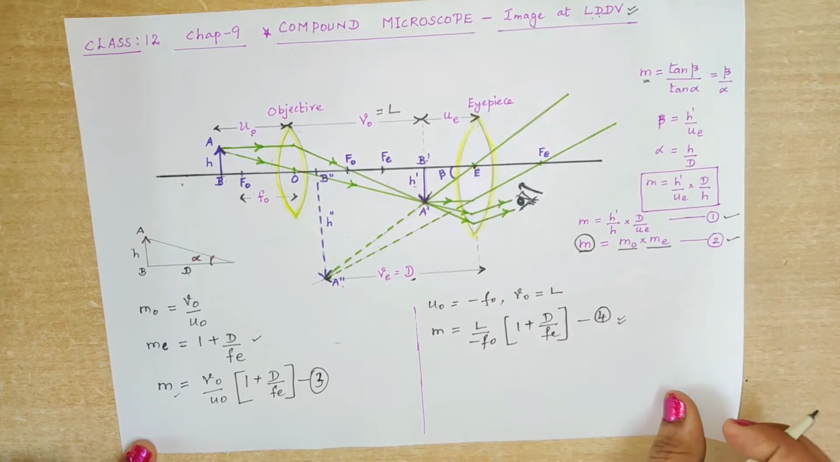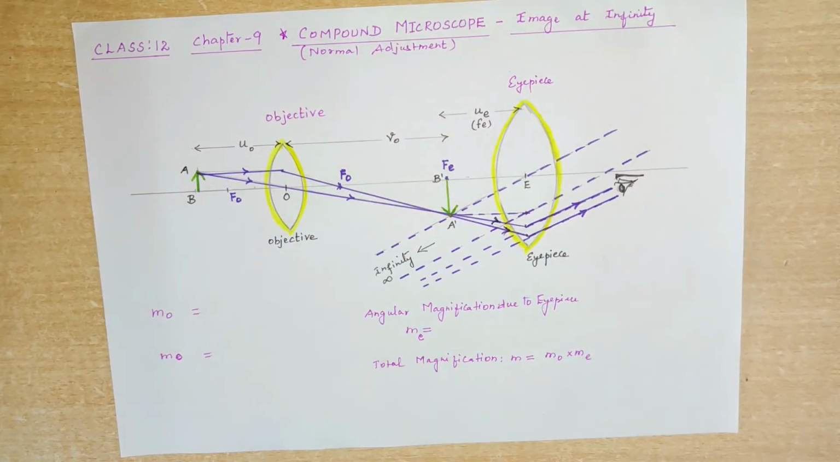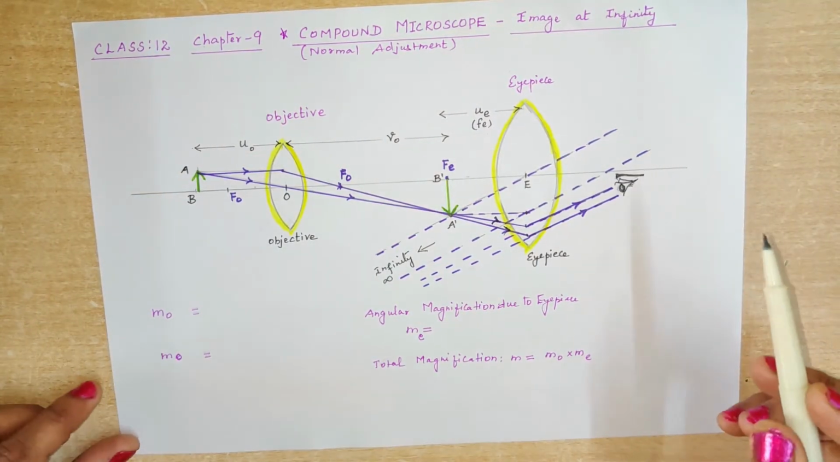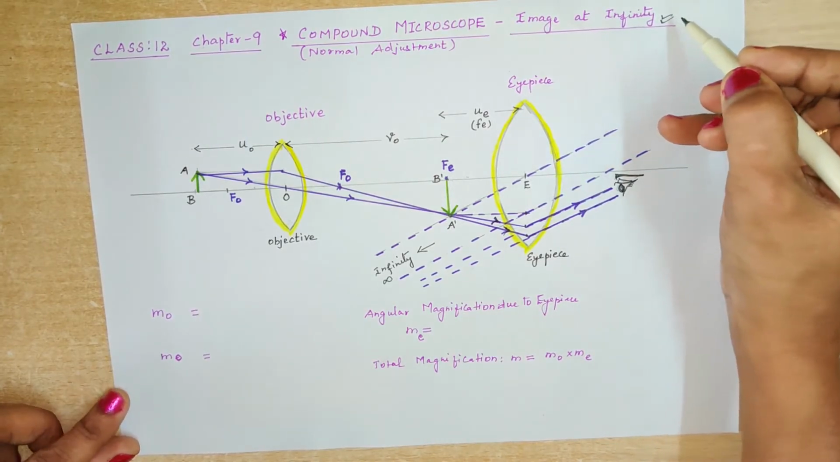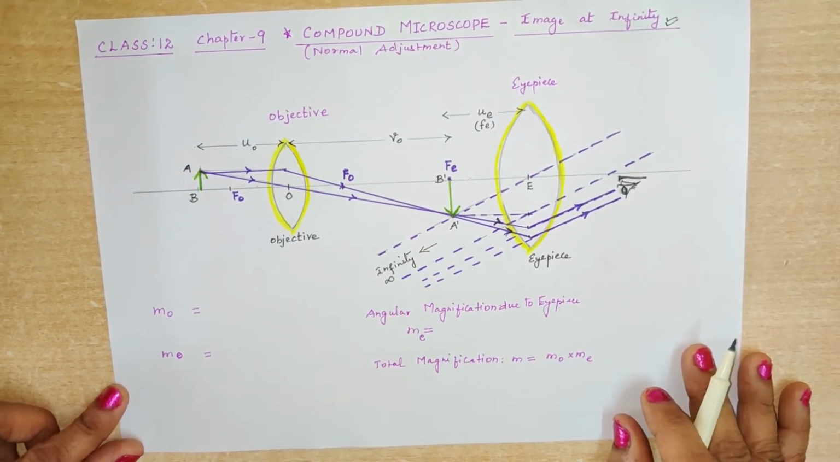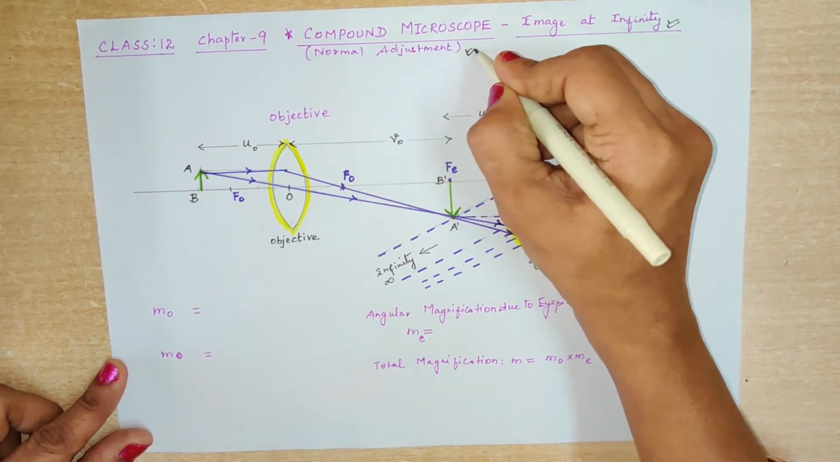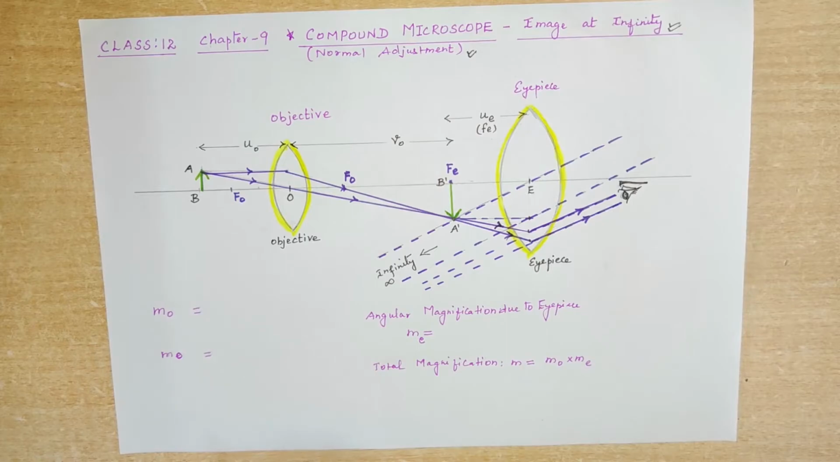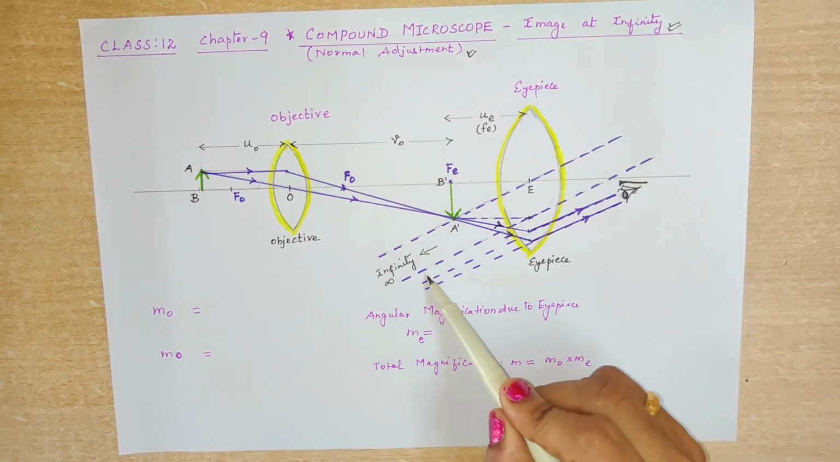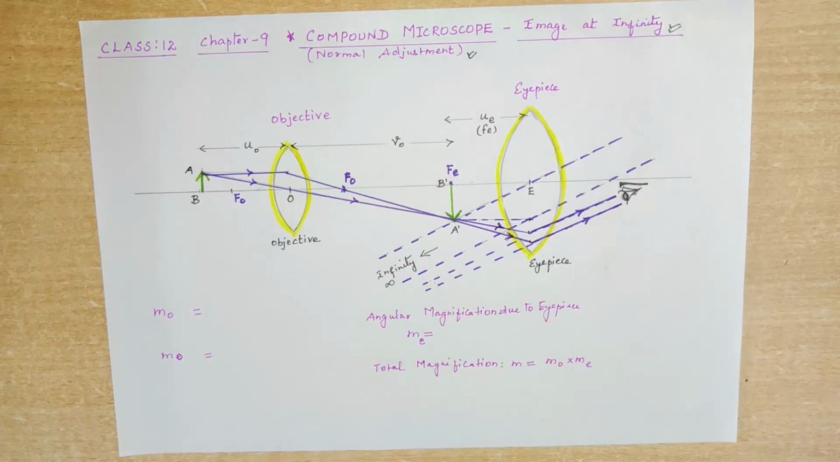This is the expression. Now, we can also discuss in a similar way when the image is formed at infinity. How do we get the magnification? This infinity position is also called the normal adjustment position. What is the magnification formula? We also say that the magnification of the compound microscope is the ratio of the angle subtended at the eye by the final image formed at infinity, and the angle formed by the object.